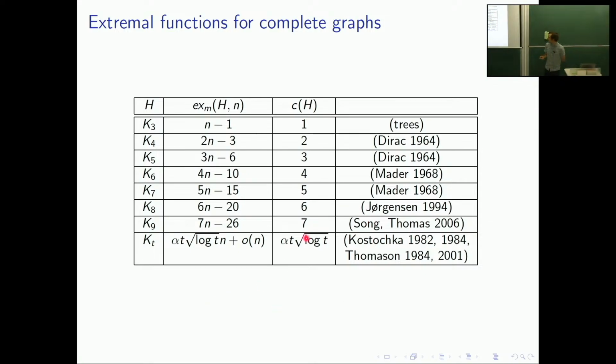So the order of magnitude of this was independently determined by Kostochka and Thomason. And Thomason actually determined precisely this constant alpha in this extremal function here. And the construction here is basically you just consider random graphs, but you carefully pick the right density and the right size for the random graphs, so that you get the right extremal function. And then you could just take disjoint unions of those to get arbitrarily large graphs of that density.